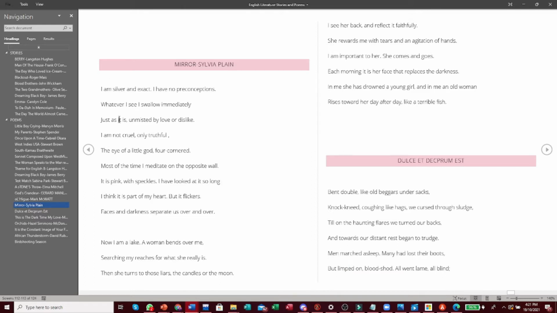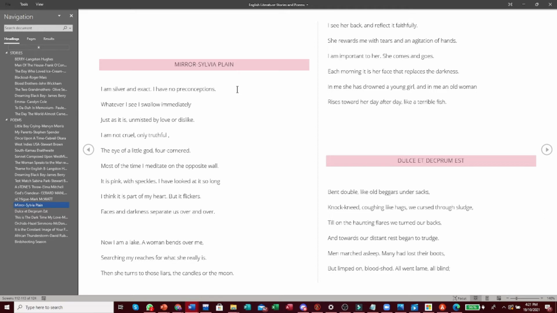I am silver and exact. I have no preconceptions. Whatever I see, I swallow immediately, just as it is, unmisted by love or dislike. I am not cruel, only truthful, the eye of a little god, four-cornered. Most of the time, I meditate on the opposite wall. It is pink with speckles. I have looked at it so long, I think it is part of my heart. But it flickers. Faces and darkness separate us over and over.